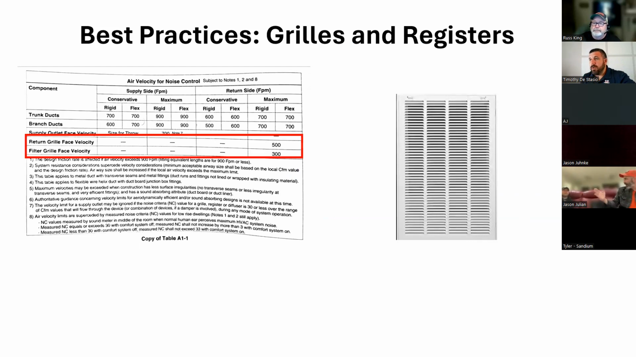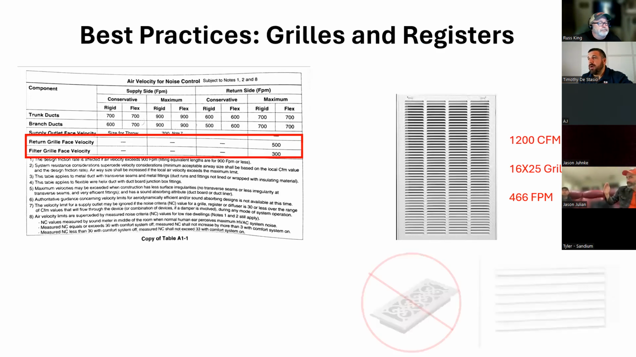Best practices, grills and registers. We talked about face velocity. Remember that grill has a certain portion of it that is covered with metal. So just because it's a 16 by 25 grill does not mean that when you do the math and you come up with 466 feet per minute, that once you close the grill door, the louver door on that, you now have an appropriate amount of velocity. Because usually around, I don't know, 25% or more, you need to look at the specs on that grill to see how much of that is actually free area.